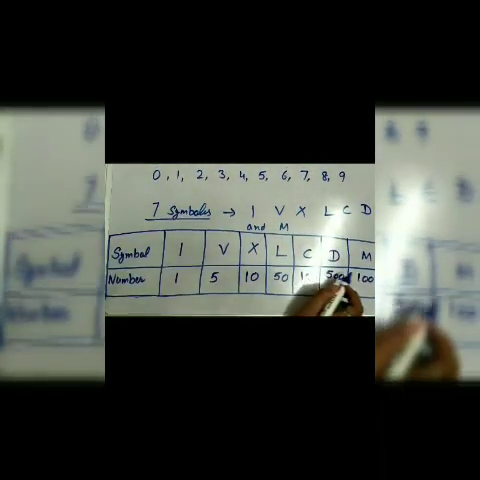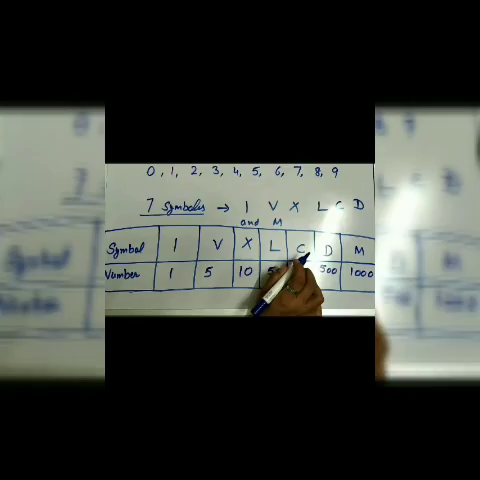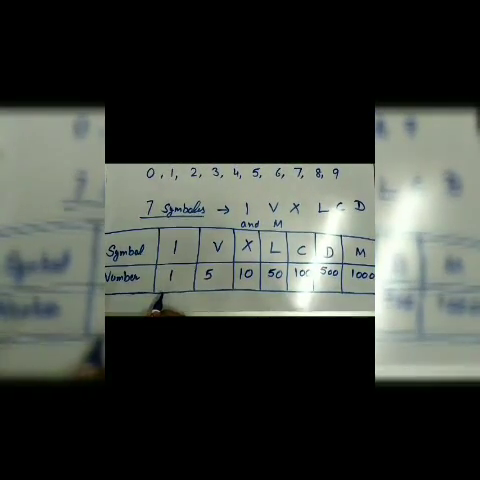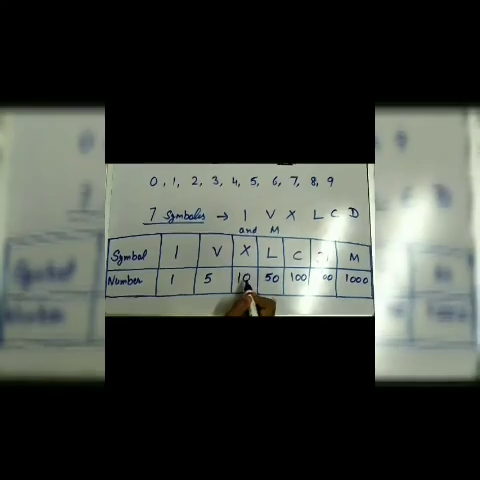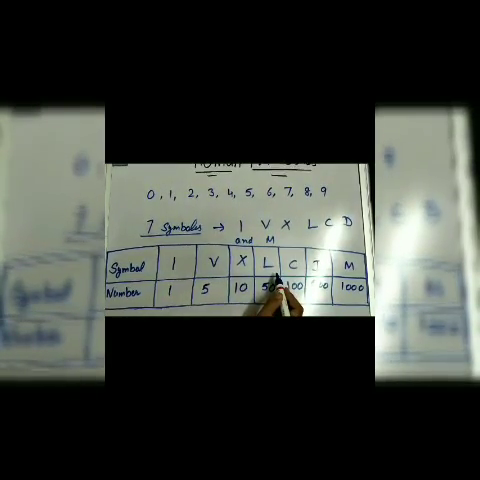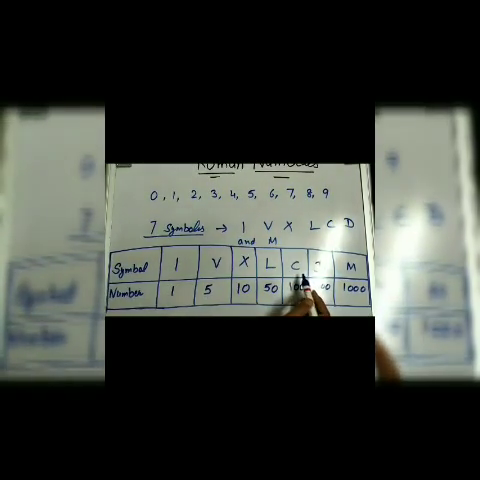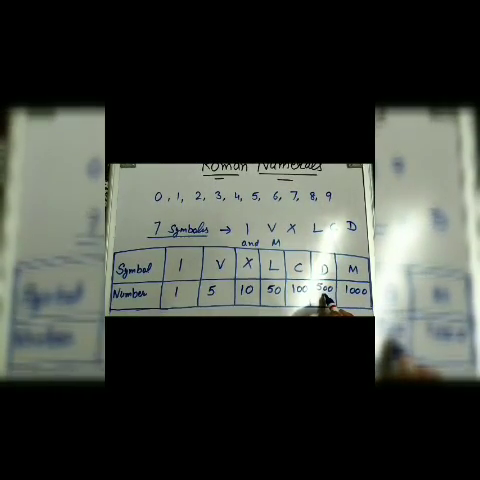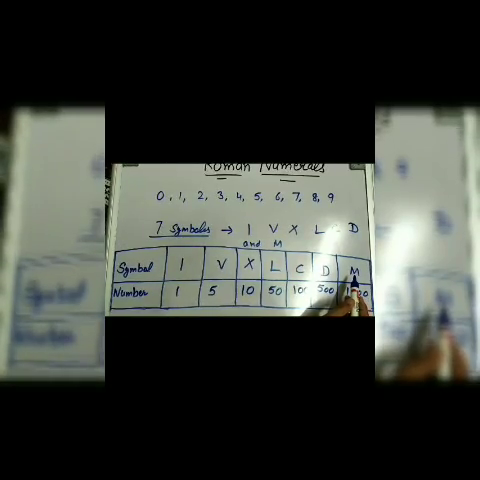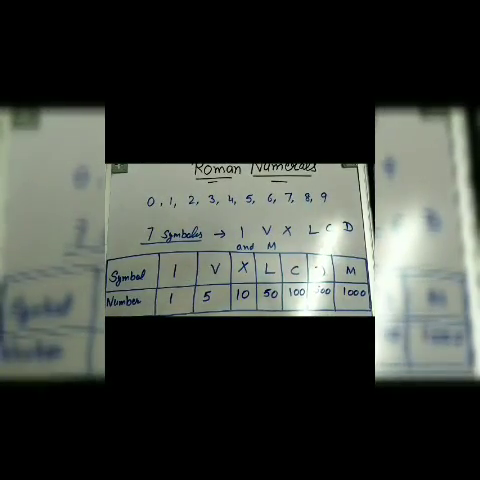These symbols are called basic symbols in Roman numerals. Firstly, you have to learn and write these symbols in your notebook. I am going to repeat it again. The value of I is 1. Value of V is 5. Value of X is 10. Value of L is 50. C is 100. And value of D is 500. And value of M is 1000.